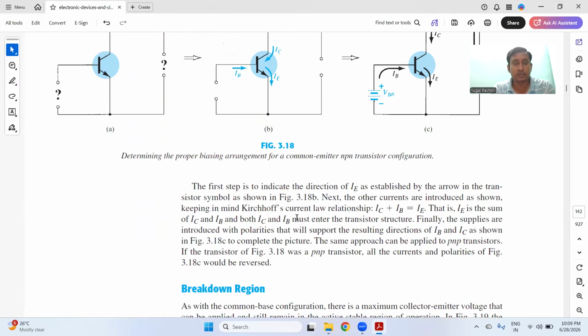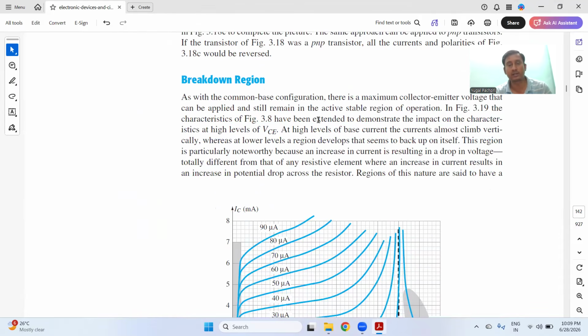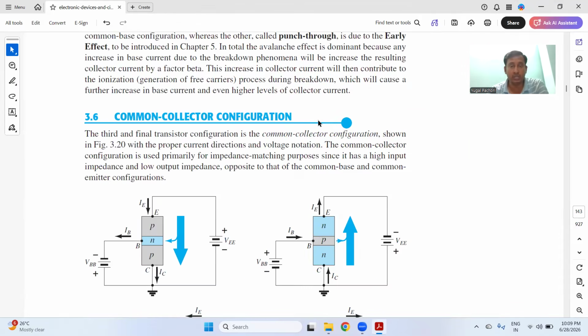So, these are the three biasing configurations. Two batteries can be used. A single battery model will also be used, which we will discuss in another discussion. And this is the breakdown region.